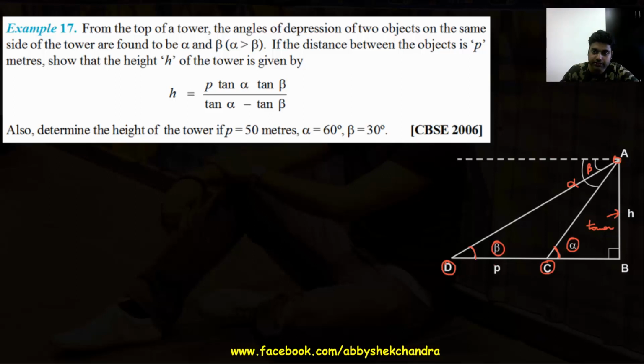If the distance between the objects is P meters, show that the height h of the tower is given by, so we need to find h.